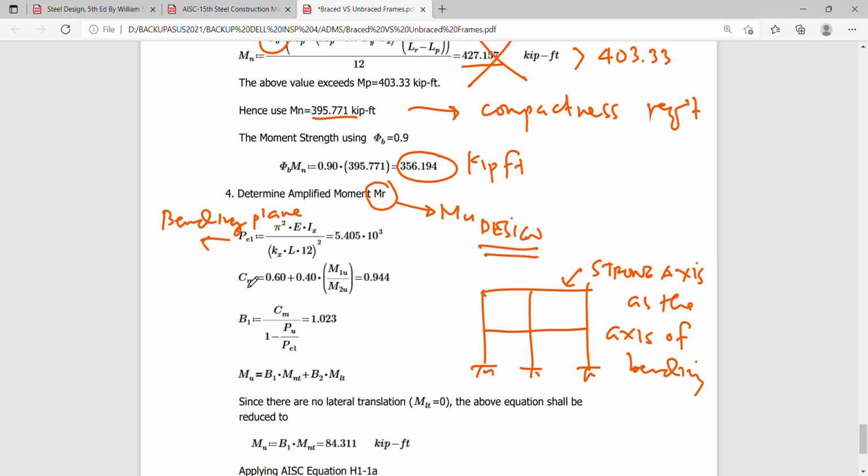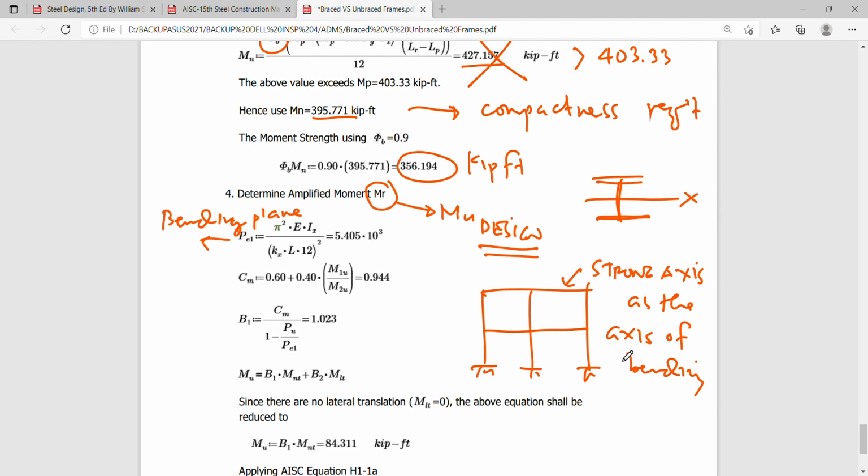Okay, therefore, this is an X. Always a strong axis is the IX and RX, KX. Okay, so we note that if we have a wide flange section like this, always the strong axis is the X-axis. Therefore, we place the X-axis along with the axis of bending to resist more the loads coming from the given forces.